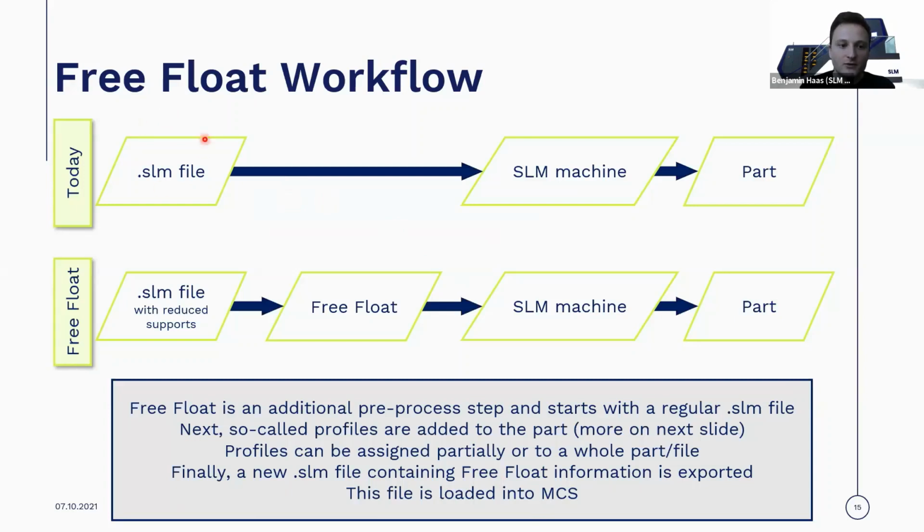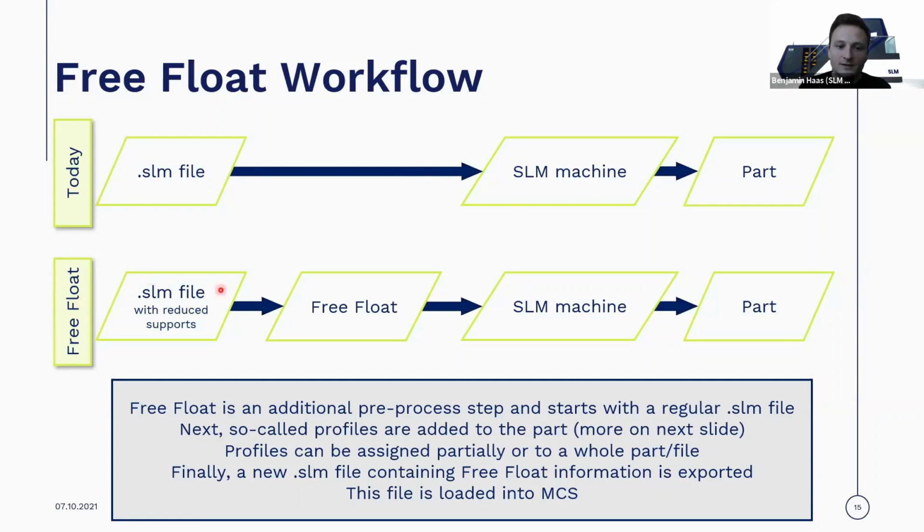So today the process looks like the following. We start with an SLM file, and this comes from our data preparation, so the part geometry, and then you can use Magics, for instance, for that. You add the support structures. You then go into the metal build processor, you slice it, you add the parameters to the geometry, and this gives you in the end the SLM file. This SLM file is then transferred to the machine, loaded into MCS, and then the part is built. So very simplified, but it pictures really well how the process looks today.